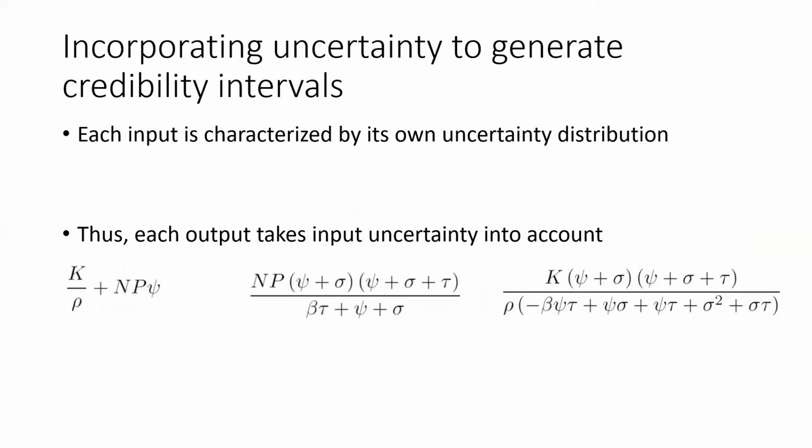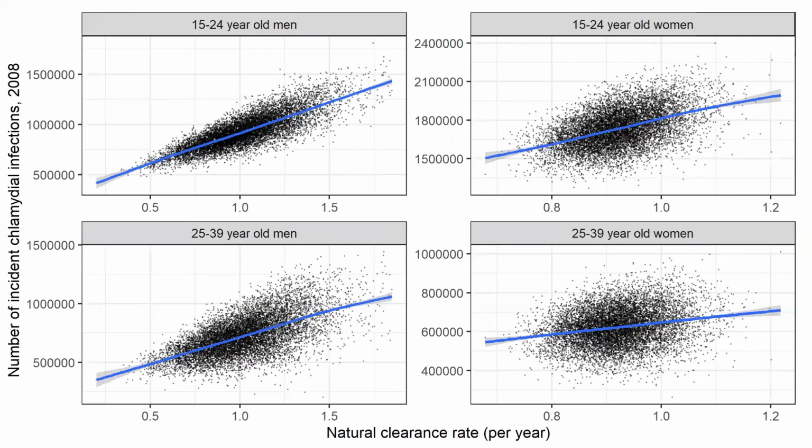I want to talk just a little bit more about uncertainty. Each input is characterized by its own uncertainty distribution. Thus, each output takes into account the uncertainty that we give it. This is an example using approach one, where we were varying natural clearance. As you can see, with natural clearance rate on the x-axis, as people clear the infection faster and faster, we are estimating a higher and higher incidence. So if you think men clear after roughly 6 months, you're going to get a much higher chlamydia incidence. Whereas if you think it might take men 2 years to clear infection, you're going to be on the lower end of this distribution.